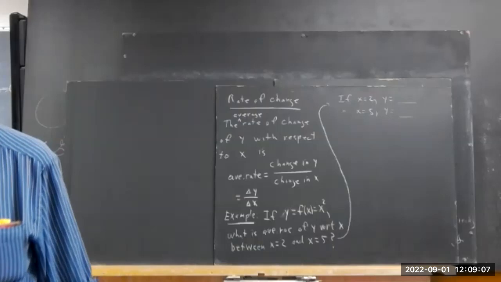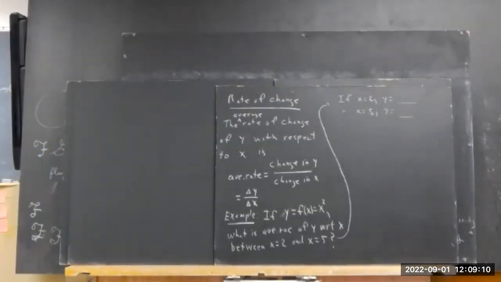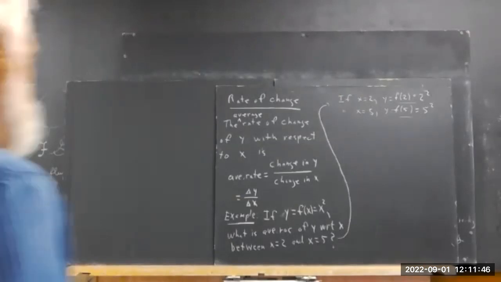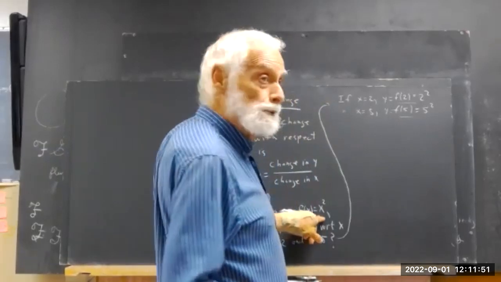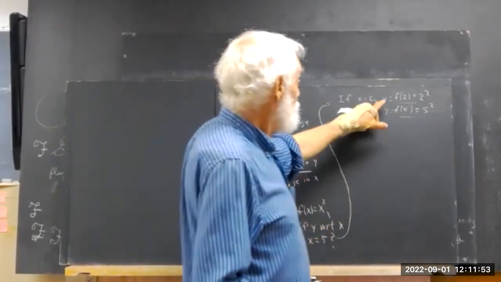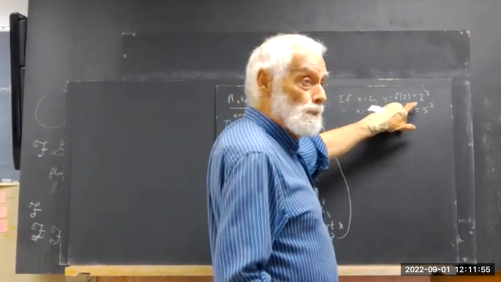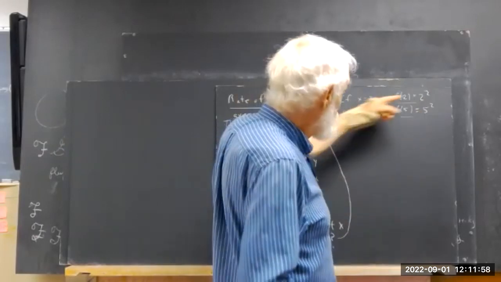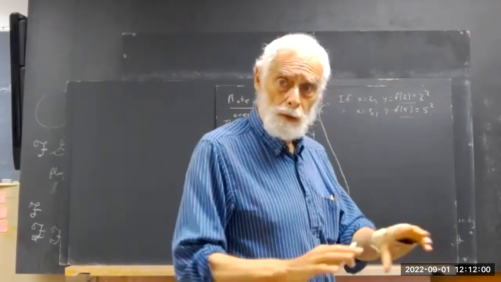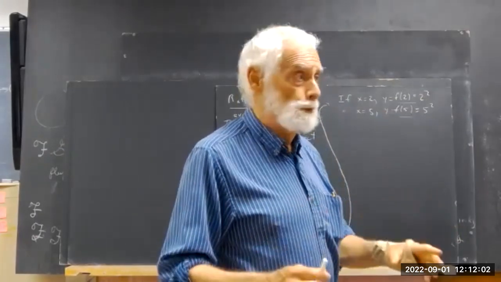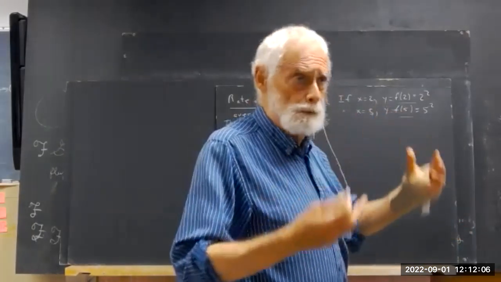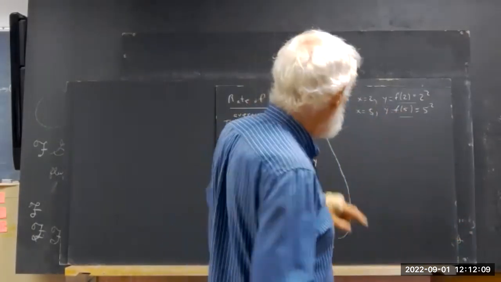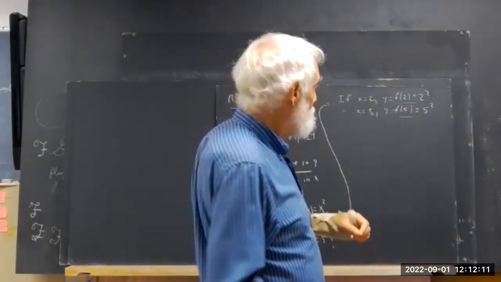Fill in the blanks. X equals 2, what's y equal to? X equals 5, what's y equal to? If x is 2, y equals f of x, and f of x is x squared, so y is f of 2, which is 2 squared. And you want to write it out that way. You want to write out all the details to reinforce what's going on. Makes sense? It helps you learn it, helps you retain it, helps you understand it.